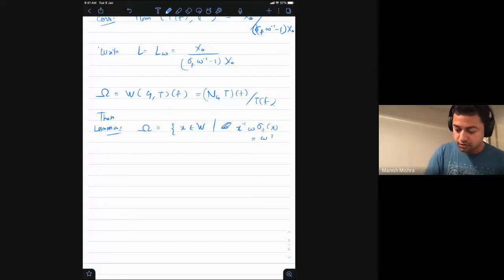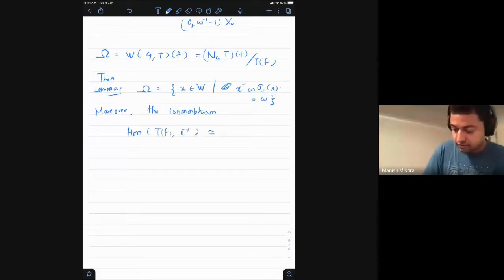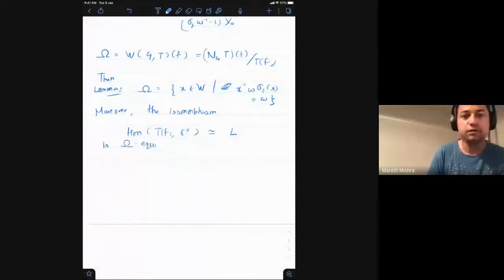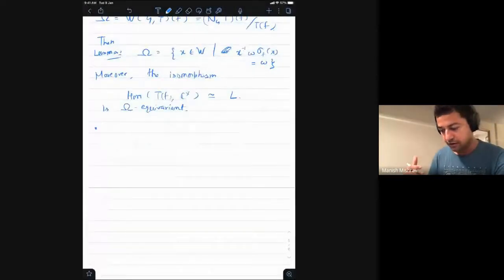Moreover, the isomorphism of the characters with L is omega equivariant. So all this is part of basic theory in Carter's book on conjugacy classes.